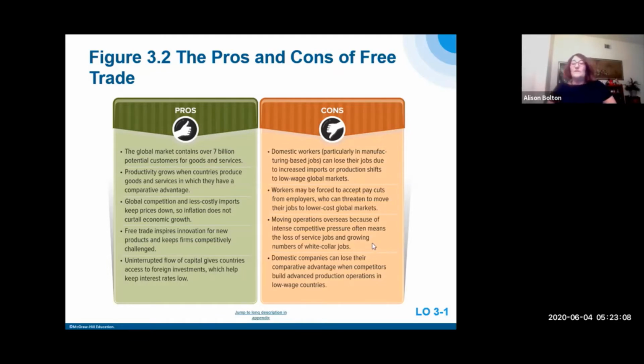And this happens sometimes where there is a loss of service jobs and growing numbers of white-collar jobs instead of hands-on jobs: manufacturing, production, agricultural. And then, of course, we have issues with domestic companies losing comparative advantage when competitors are more advanced in production in something that we aren't. And that, again, then it goes outside the country and the loss of opportunity for low-wage countries to work. I mean, employees here versus giving them the work in third world countries because they're saving money by sending it outside the U.S.